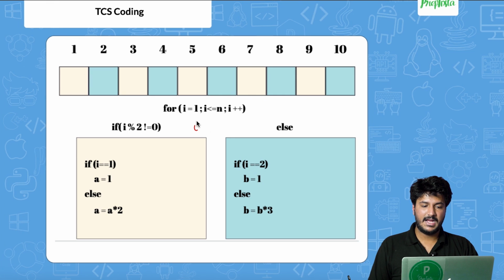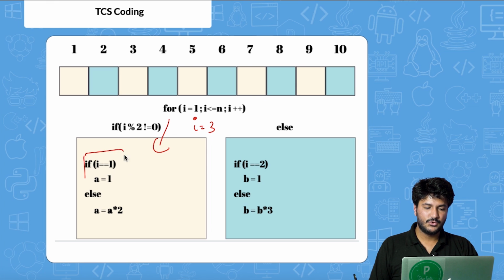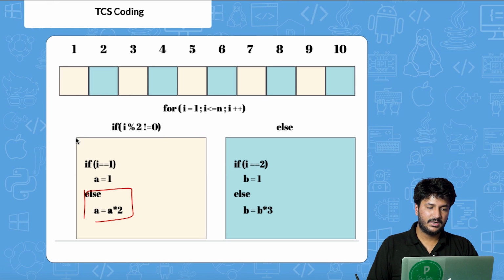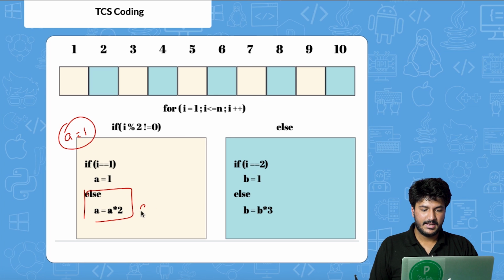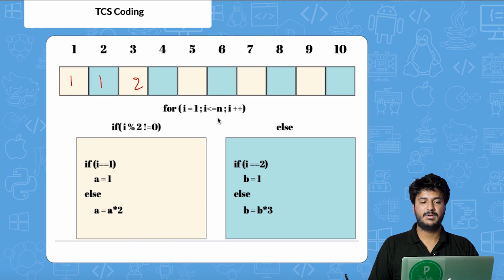Then when i is equal to 3, it comes inside this loop. The if i equals 1 condition is not satisfied, and neither is i equals 2, so it comes to the else. Before this, a was 1 from the previous iteration, so a equals 1 multiplied by 2. Finally a is 2, and 1 1 2 is printed here.